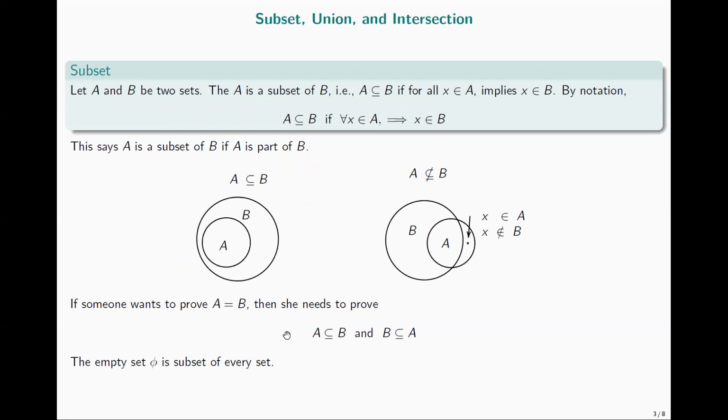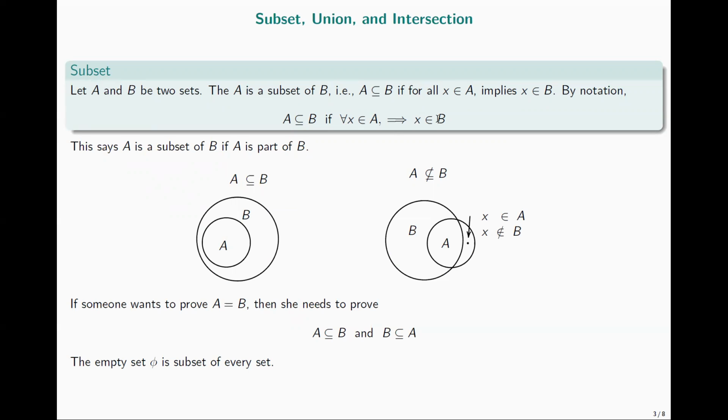So as per the definition, let's take A and B to be two sets. Then A is a subset of B, symbolically you write, if for all x belongs to A, x also belongs to B. That means A is a part of B if every element of A is a part of B. By notation, A is a subset of B if for all x belongs to A, it is a part of B, that is, x is also an element of B.